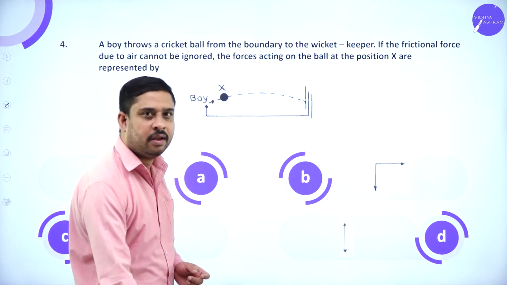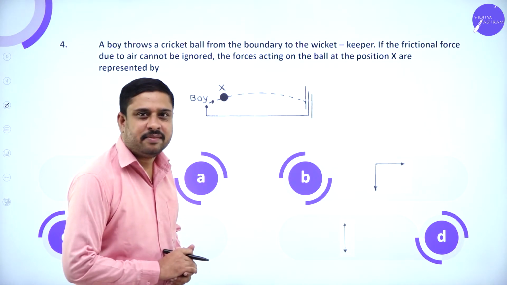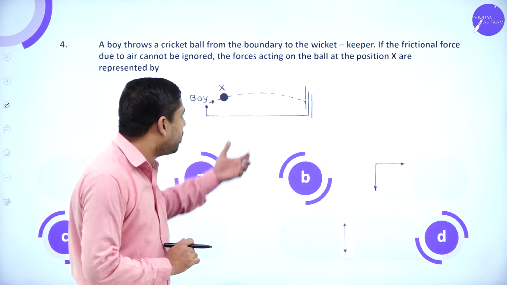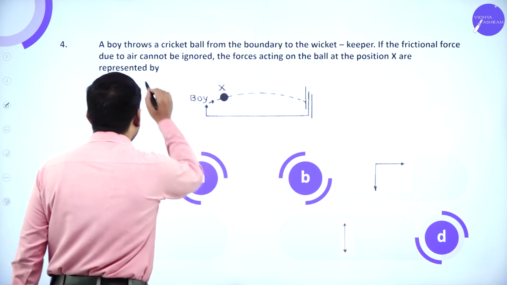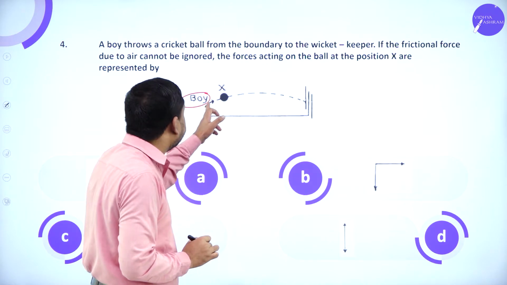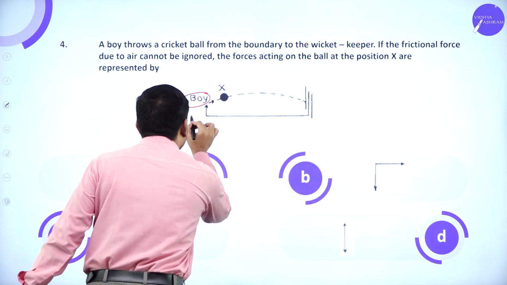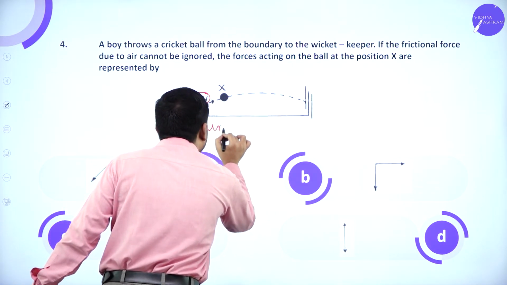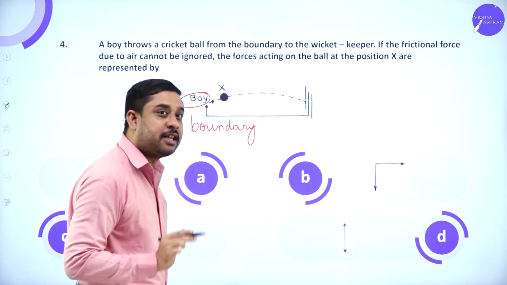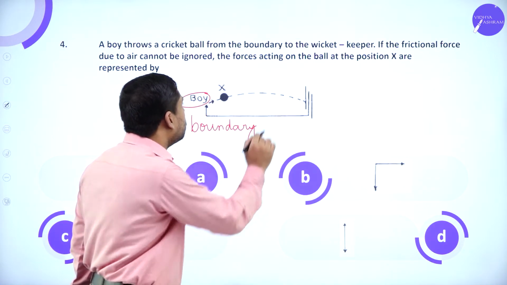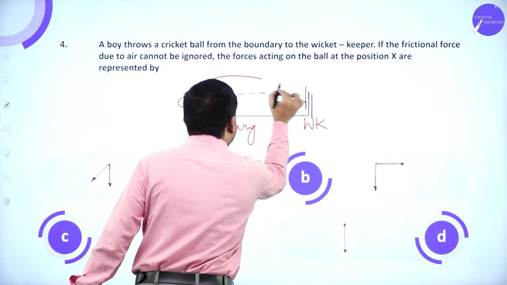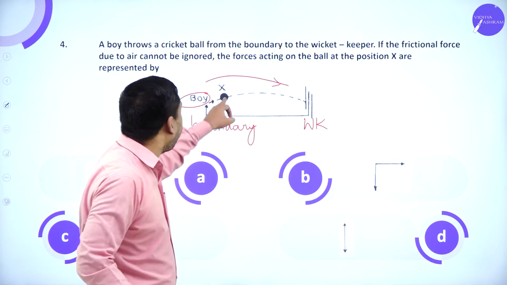Next one. IPL season. All of you are enjoying cricket. For my cricket fans, a beautiful question. A boy throws a cricket ball from the boundary, let us take the boundary at Sharjah, to the wicket keeper. And this is the trajectory, the path of the ball.